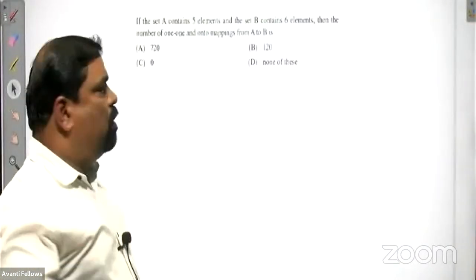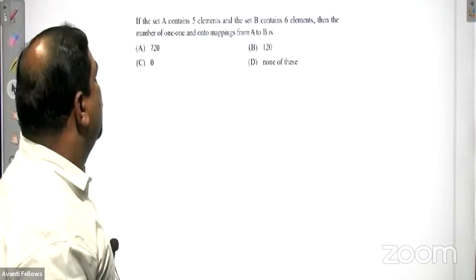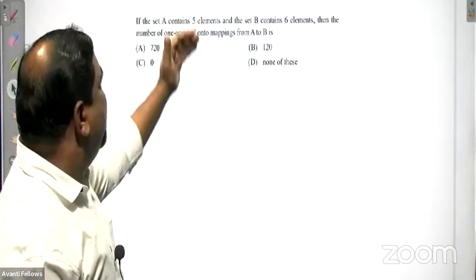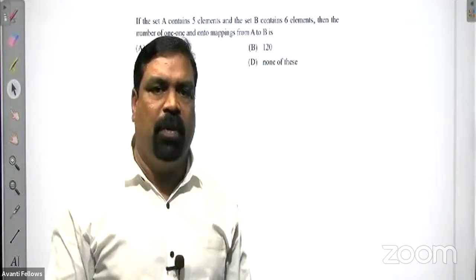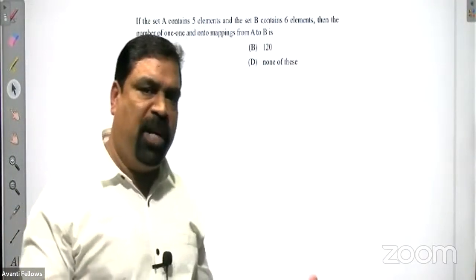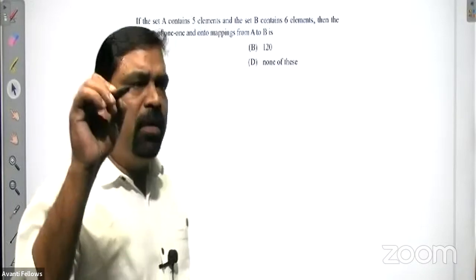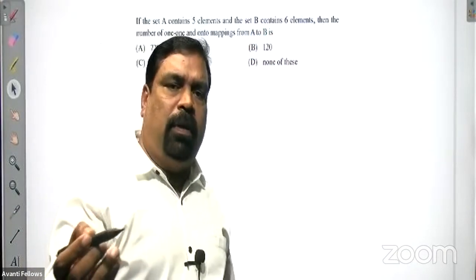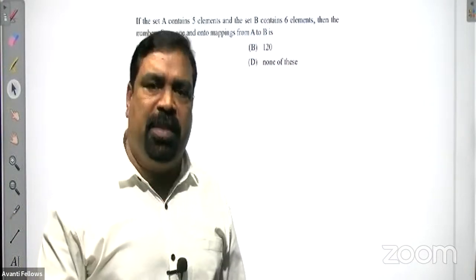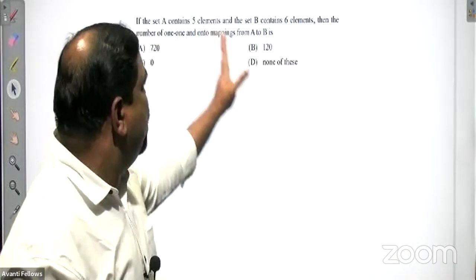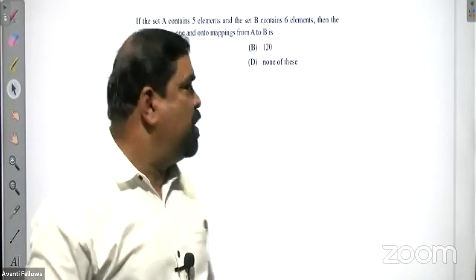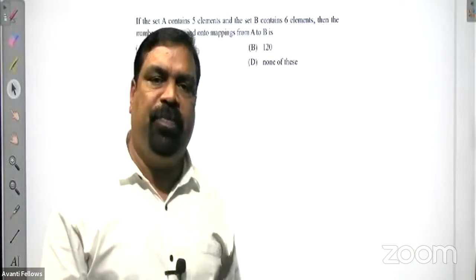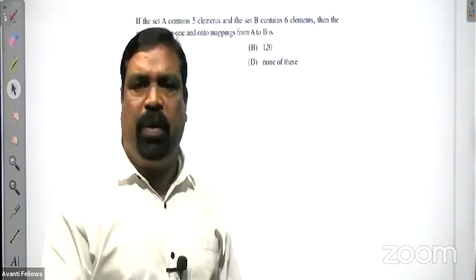This is actually a very simple 1 mark question. If set A has 5 elements and set B has 6 elements, then the number of 1-1 and onto mappings from A to B is, what is the answer? I think you may know the answer. This may be the same question that was in the term 1 examination, isn't it? So set A contains 5 elements and set B contains 6 elements. How many 1-1 and onto mappings are there from A to B? The answer is 0, because it is not possible.